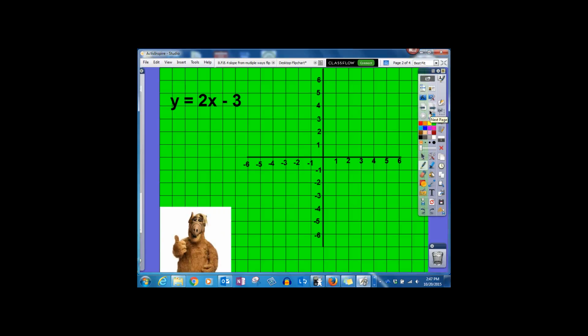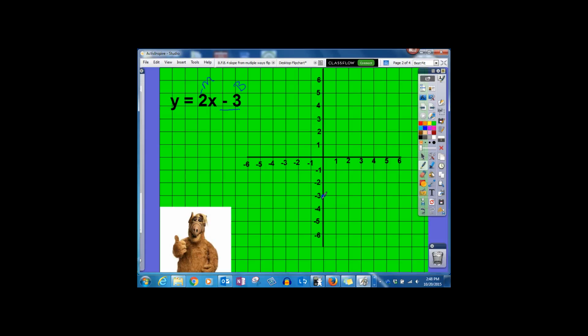So for example, in y equals 2x minus 3, you've been able to identify that the 2 is your slope. And then you look at the negative 3, this is going to be my y-intercept. So I'm looking at the 2 as my m, that's my slope, and the negative 3 as my b, the y-intercept. So now all I have to do to graph this is simply start with my y-intercept. My y-intercept is negative 3, so I go to the graph and plot negative 3.